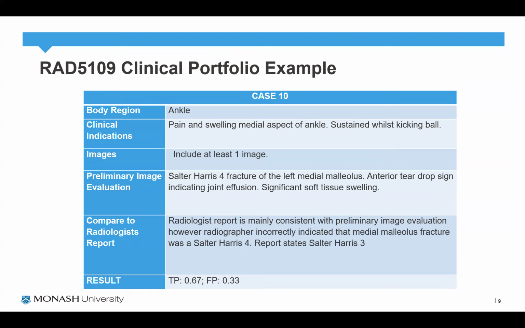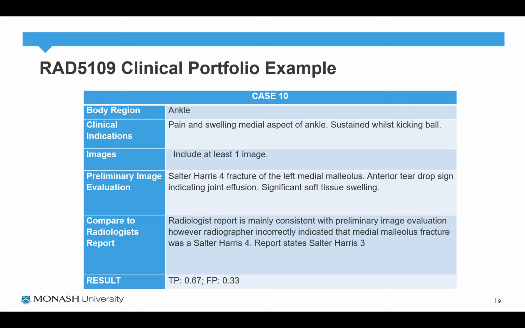Now, here's an example of how you can write up your clinical case. Make sure that you number each case and identify the region that you're talking about. And if you have a case, say, for example, an ankle, but there was also lower limb x-rays, write it up as 2 separate cases. It's much easier for the students to do it in that way. And then include your clinical indications. I've mentioned the image that must be included. So just as an example here, there was a Salter-Harris 4 fracture of the left medial malleolus. There's an anterior teardrop sign, which indicates joint effusion. There's significant soft tissue swelling. So that is what the student wrote.